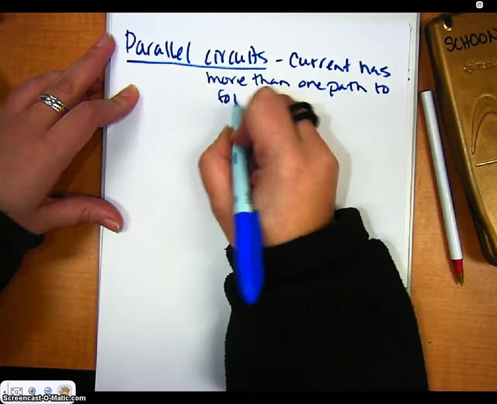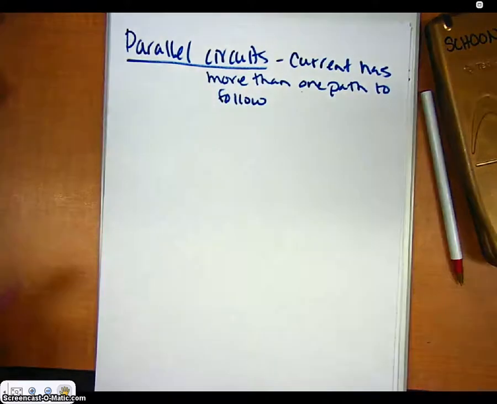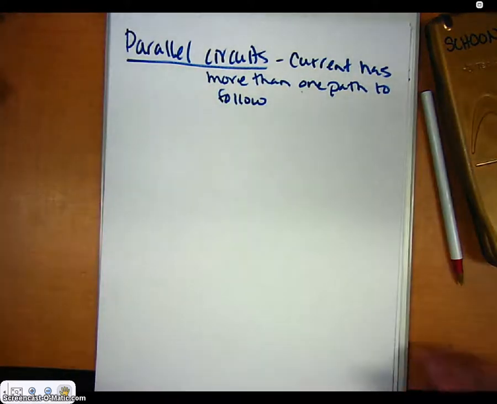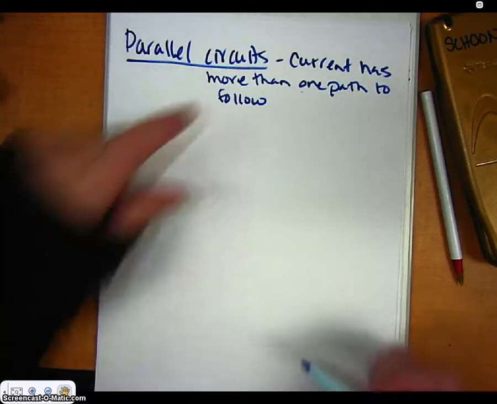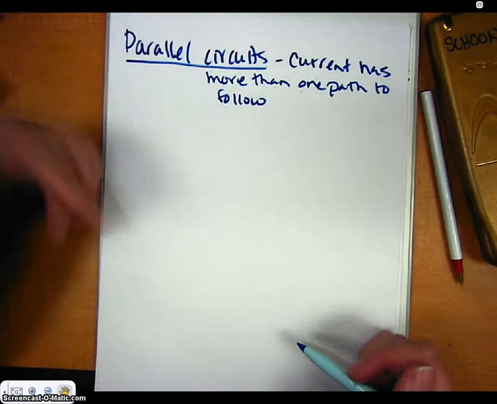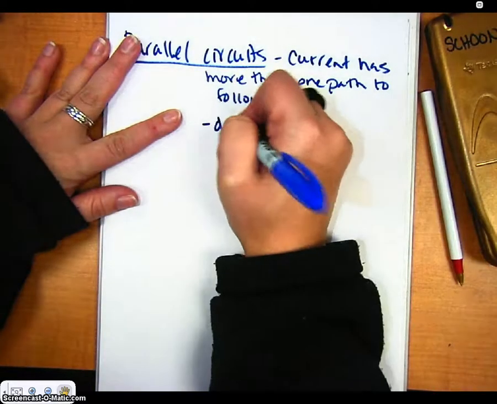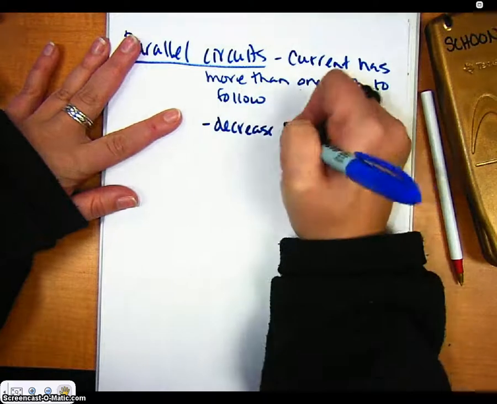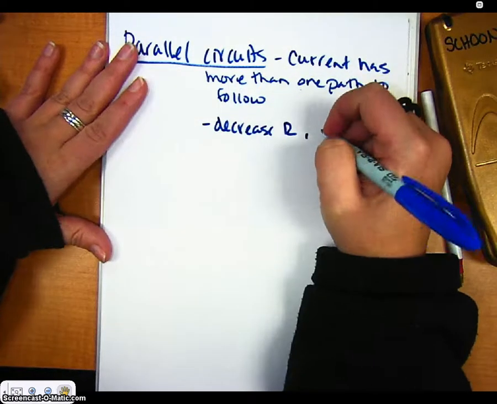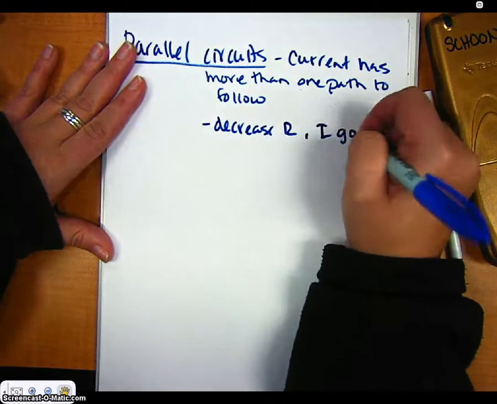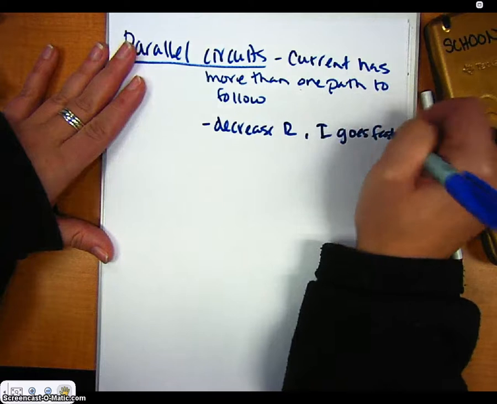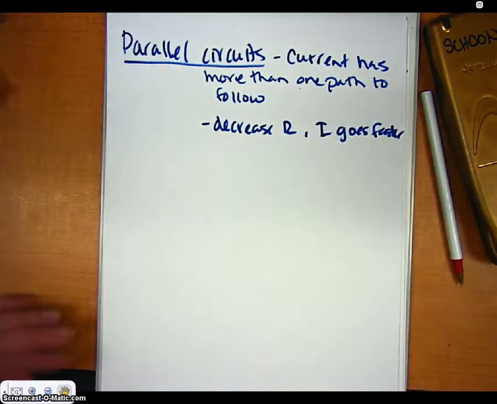And remember that series circuits only had one path to follow, and the whole purpose behind a series circuit was to increase resistance so that we could slow the current down, okay? So a parallel circuit does just the opposite. A parallel circuit is going to decrease the resistance so that we can make the current go faster. So we increase current by decreasing resistance.